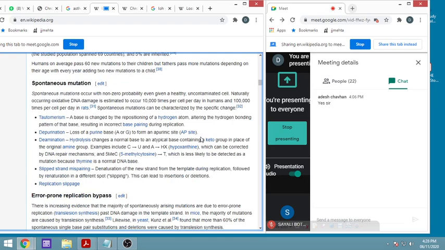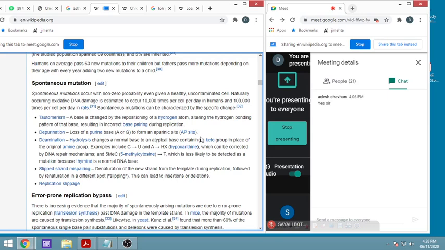Spontaneous means they occur spontaneously, all of a sudden. They occur with non-zero probability, even in a healthy, uncontaminated cell. I told you these are random; no one knows, all of a sudden it occurs. Naturally occurring oxidative damage is estimated to occur around 1000 times per cell per day in humans, and around 100,000 times, that is 1 lakh times, per cell per day in rats.